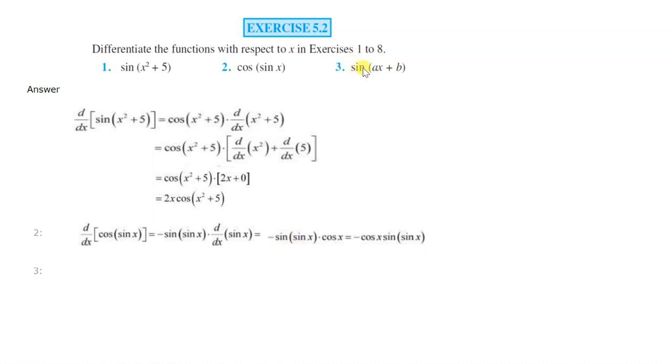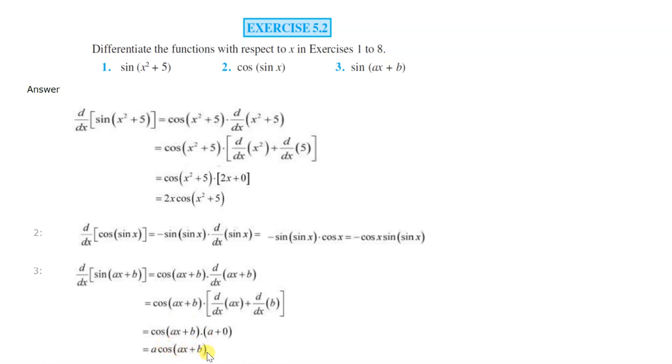The third one is sin of ax plus b. It is again a composition of two functions. One function is ax plus b, the other one is the sine function. So first of all we differentiate the sine function. The differentiation of sine function is the cos function, so it becomes cos of ax plus b. Then using the chain rule, multiply it with the derivative of ax plus b. The derivative of ax is a and b is constant, so its derivative is 0. So we get a cos of ax plus b.